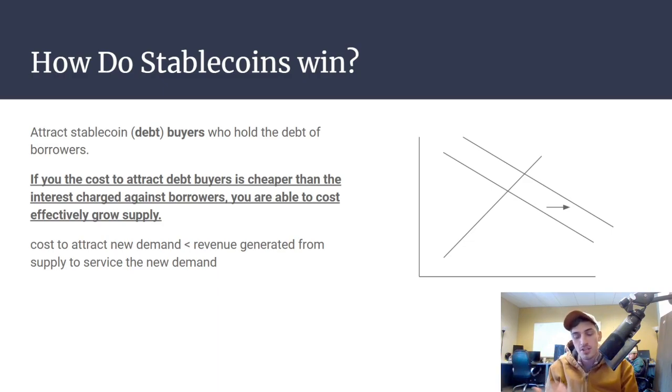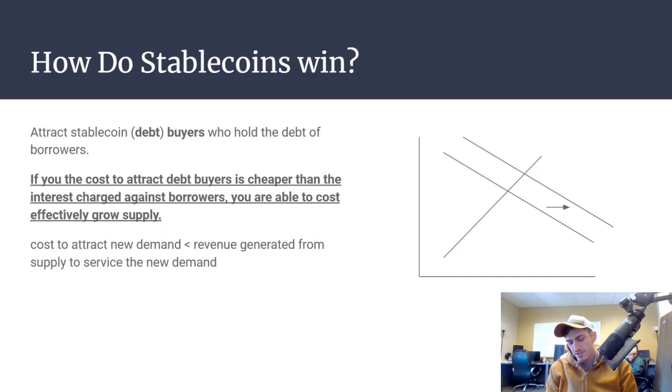That's obviously a mission critical part of Silk's growth, encouraging more borrowers and deep liquidity with Silk, so people can perform this type of financial expression. But fundamentally, the best path to growing a stablecoin supply is acquiring as many new buyers and holders as possible, and then your borrowers end up meeting that new demand. And if the cost to attract debt buyers is cheaper than the interest charged against borrowers, you're able to effectively grow supply.